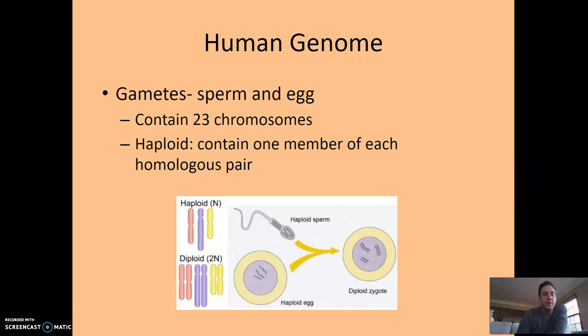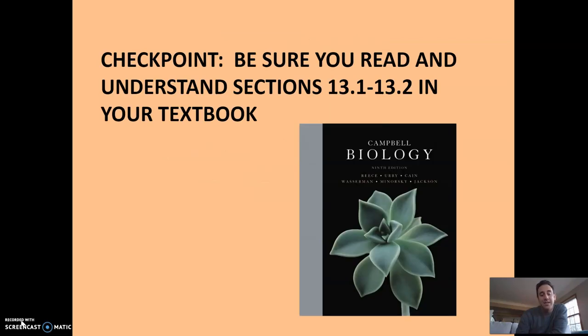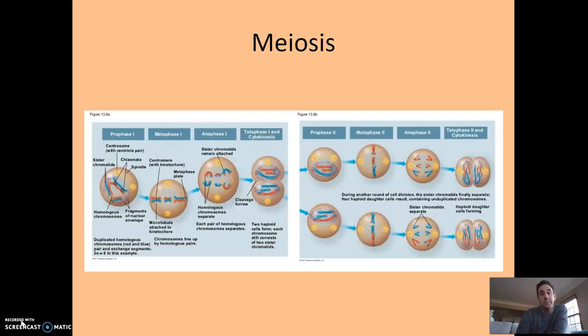They contain 23 chromosomes, meaning they're haploid. So they only have one member of each homologous pair. And so the next question then is, how do we produce these haploid gametes from diploid cells? And that is what we're going to talk about in our next screencast on meiosis.